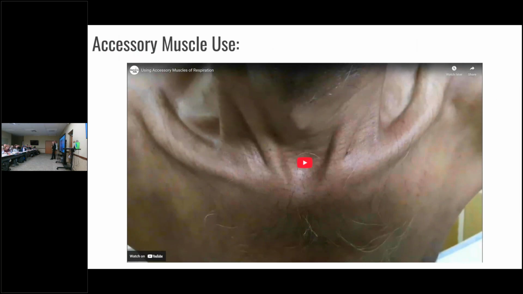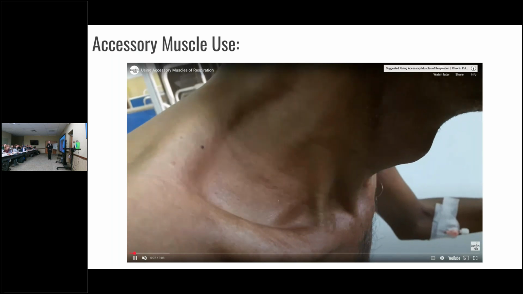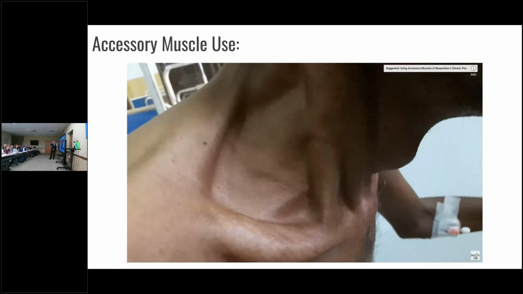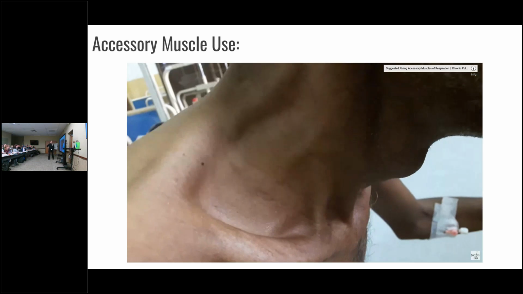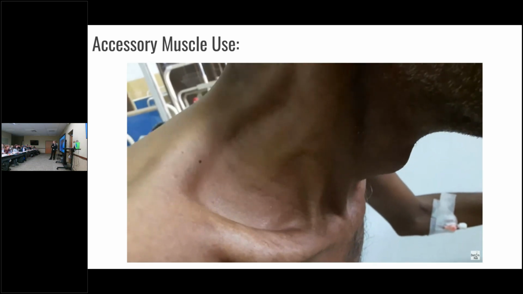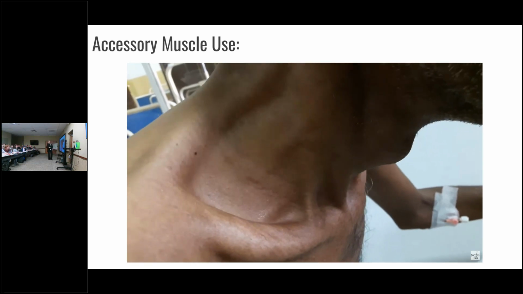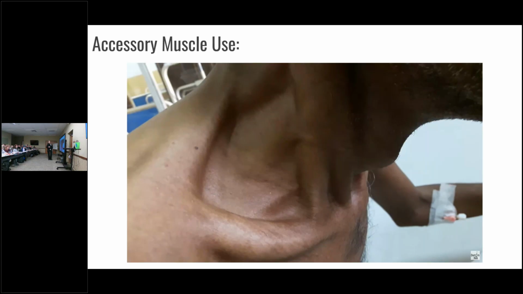So this is just a quick little video of what accessory muscle use can look like. So this is in his neck, but you can also see it in those intercostals on your side. But there's a lot of work of breathing there. And so this is going to definitely indicate that there's some sort of issue going on. This is labored breathing.